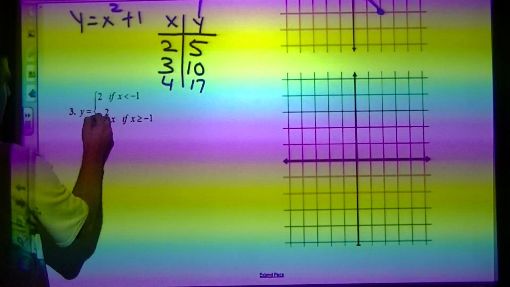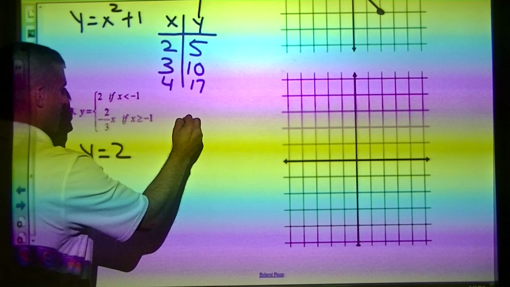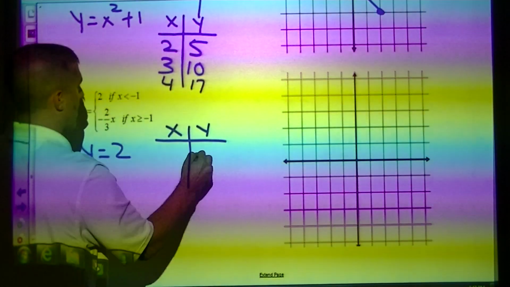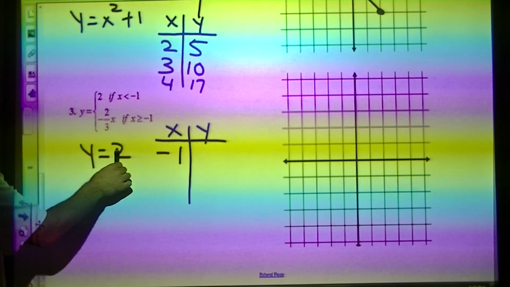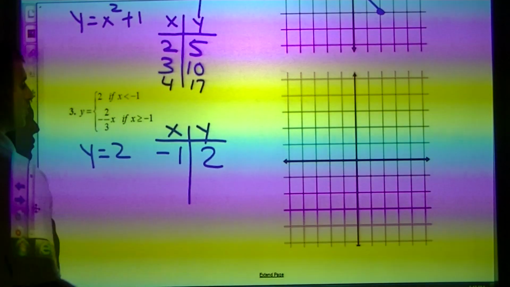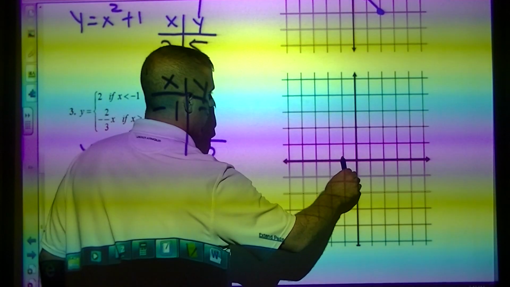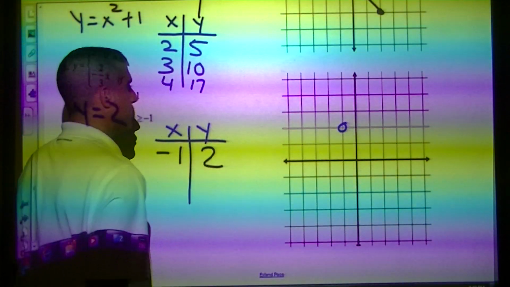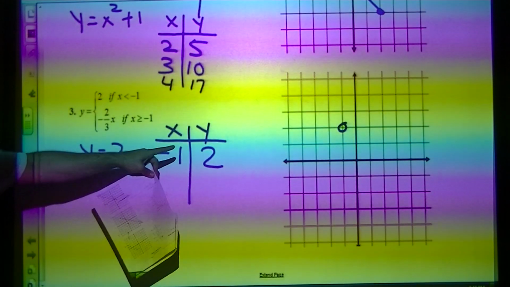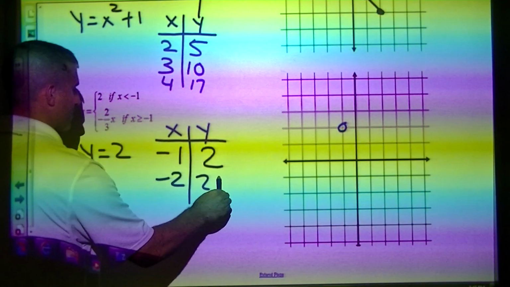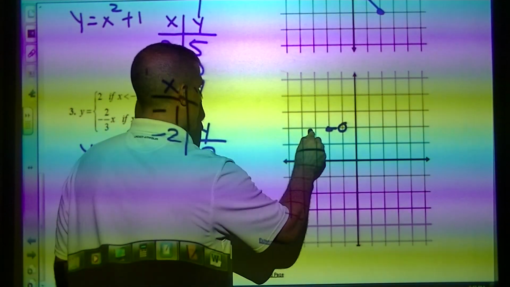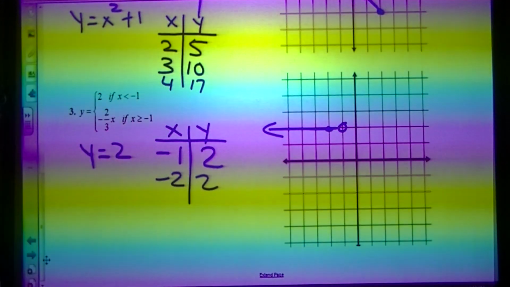Okay, what we're going to do on this is going to be y equals 2. Once again, I'm going to start with an x and a y value. I'm going to start with negative 1. If I put negative 1, there's nothing for me to put that into, so I got 2. That's negative 1 over, 2 up. I'm going to put an open circle. Since it's less, I'm going to pick one more number to the left. So that's negative 2, nothing to put in there, so it's 2. I'm just going to draw a horizontal line through that.